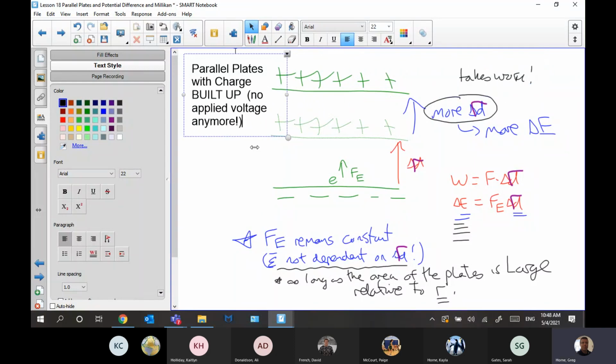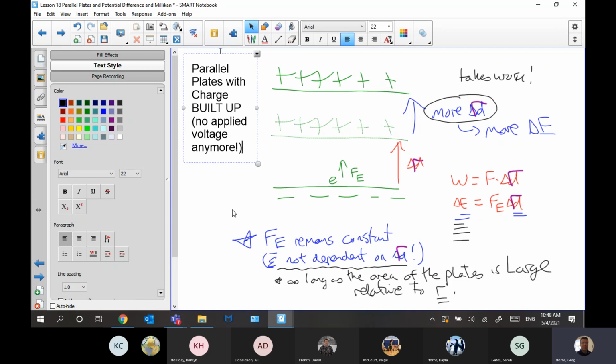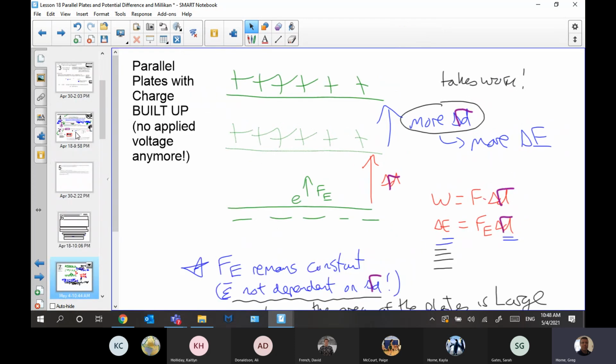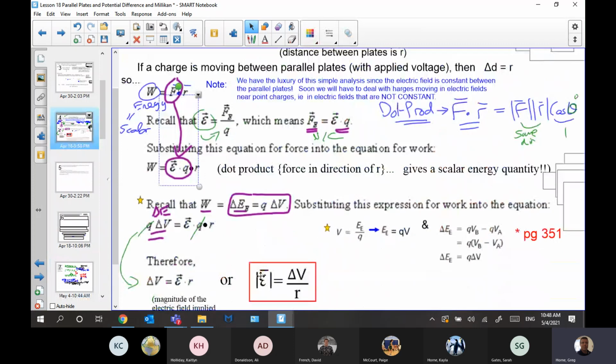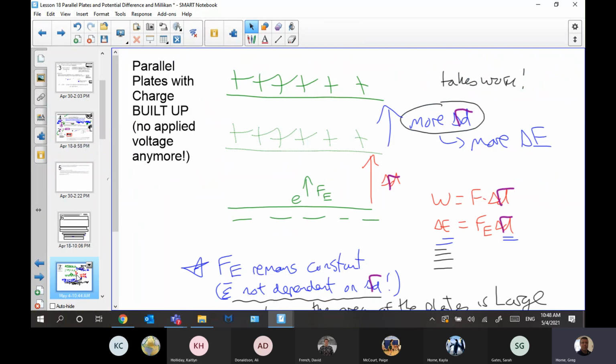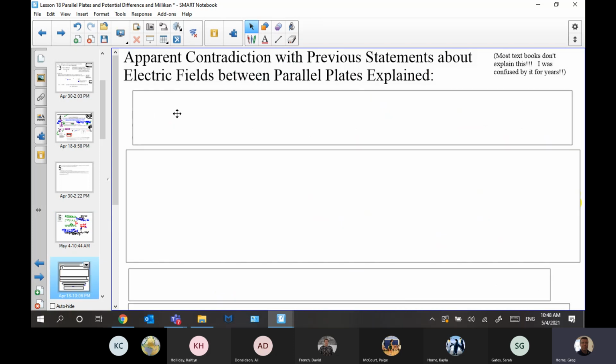Okay, so if you're looking back and you're trying to review this stuff, and you come to today's lesson where it says electric field intensity is the voltage divided by the distance between, you very well might say, well, wait a minute, didn't we say that it doesn't depend on the distance? It's a different situation. The situation we're talking about now is the one where there's a voltage applied.